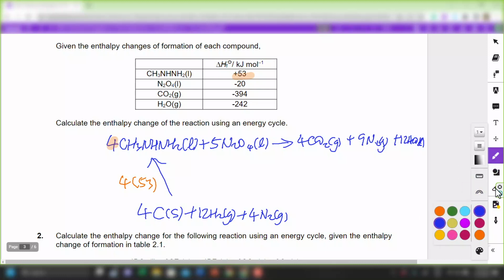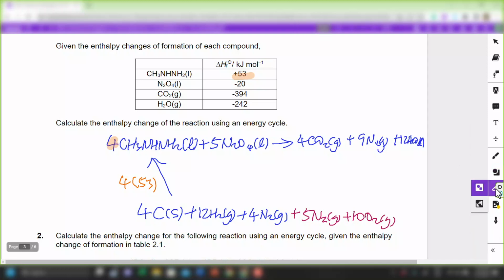Next, I'm just going to write in red for clarity, to define the enthalpy change of formation for N2O4. So that would be 5 N2 gas, and then plus 10 O2 gas. I'm going to write in red, so maybe I'll change this to red. It'll make it a little bit clearer.